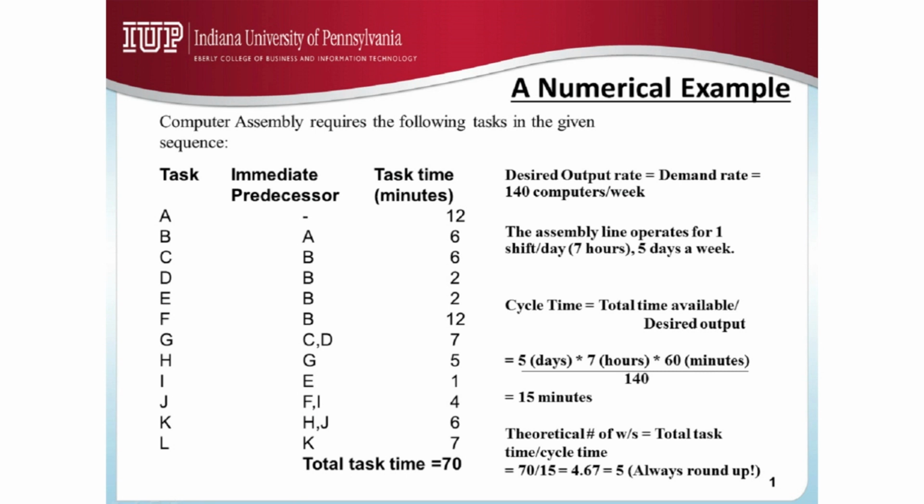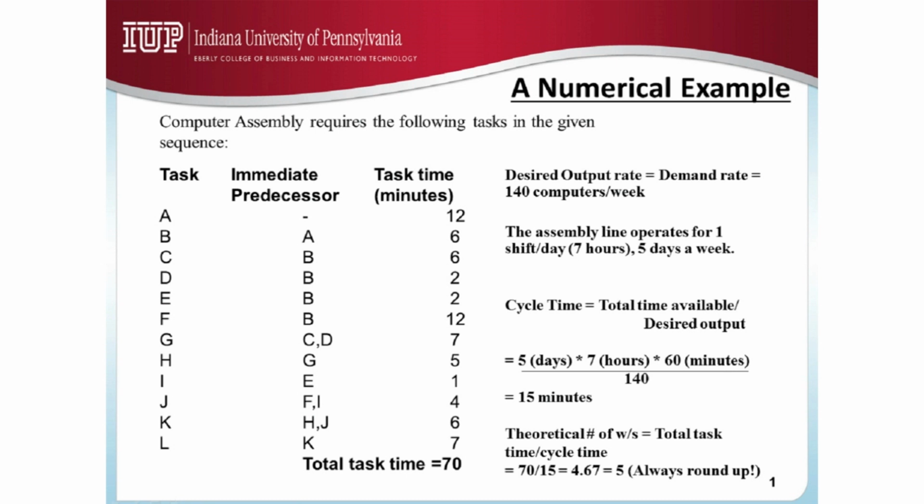Now, let me refresh your memory again. The goal is to find out what is the cycle time, that is the time spent at each workstation by the product. The idea is to minimize the number of workstations, and the idea is to have the same amount of time spent at each workstation so that the efficiency is very high. Let's continue with the example now.